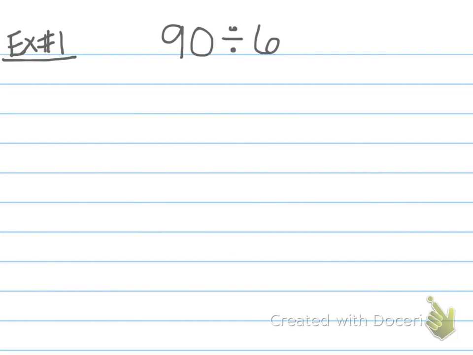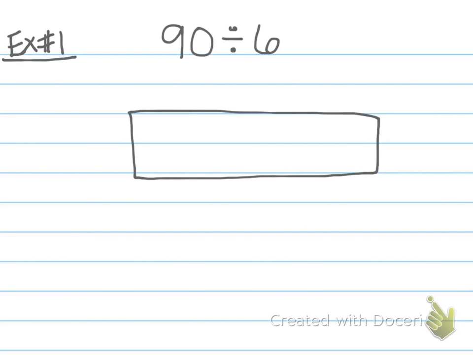In this first example, 90 divided by 6, I'm going to break apart the 90 so that the numbers I break it into are divisible by 6. And I will show you what that looks like. First, I'm going to draw a box, a rectangle, and place my divisor, 6, to the left of this rectangle. Now, I have to think about how I can split up 90 so that it's broken up into two numbers that are divisible by 6.